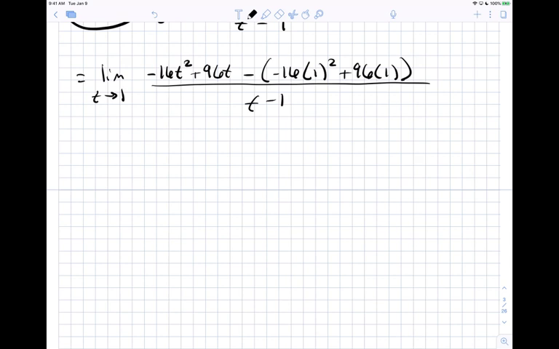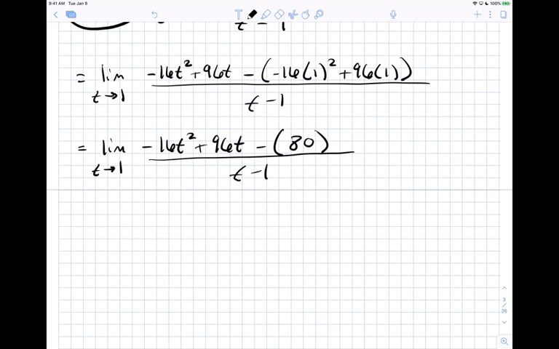Anyway, let's do our simplification. This is going to be the limit as t approaches 1 of, nothing happens with that negative 16t squared for now. 96t stays as is. So let's handle this parentheses. 1 squared is 1. So that's basically negative 16 plus 96. That's what, 80? Divided by t minus 1.